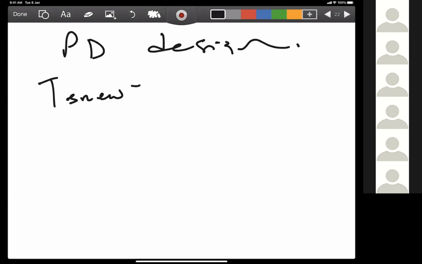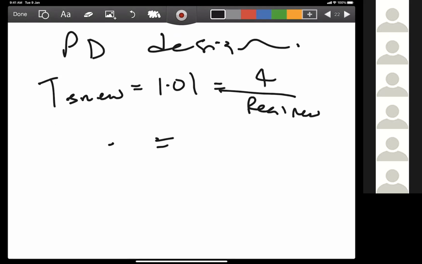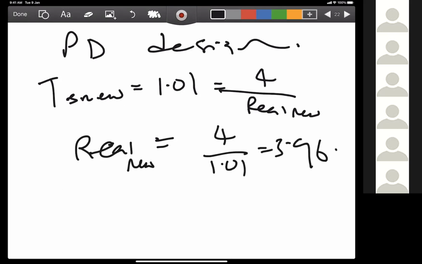The new settling time is 4 divided by... 3.96, the real part. So now we find the imaginary part.